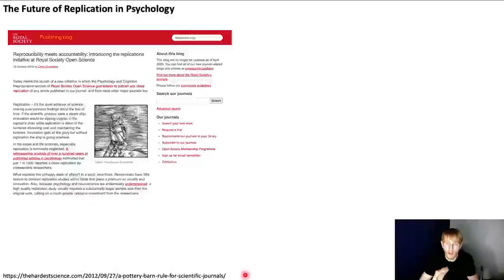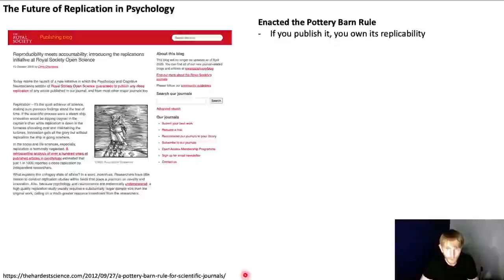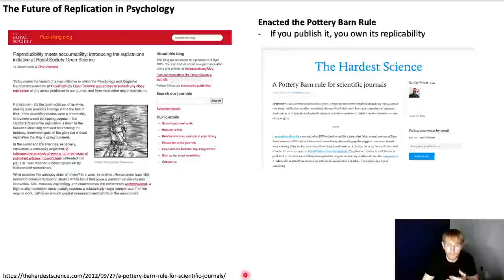Okay, lastly, and this has happened quite recently, the Royal Society in the UK have recently started what they call a Pottery Barn rule. That basically means, I think, if you break it, you pay for it. Well, applied to research, it means if you publish it, you own its replicability. You're responsible for that finding you're putting out into the world. And I will never try to pronounce this researcher's surname, but Sanjay first published a blog about it, proposing this idea a few years ago, and recently it's been accepted.